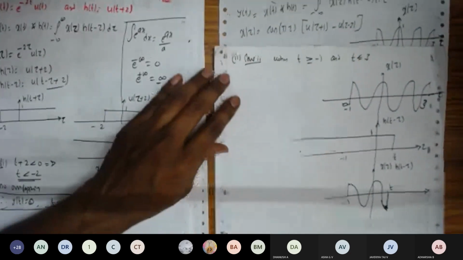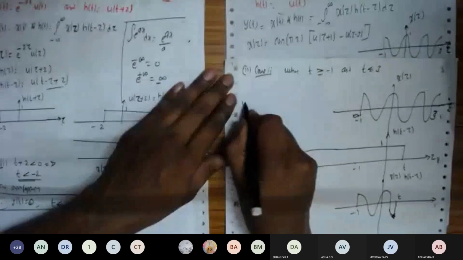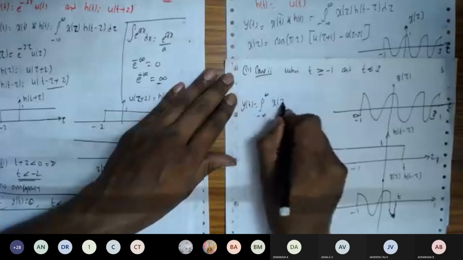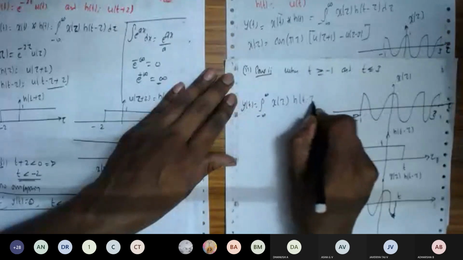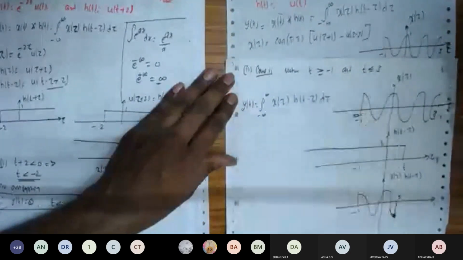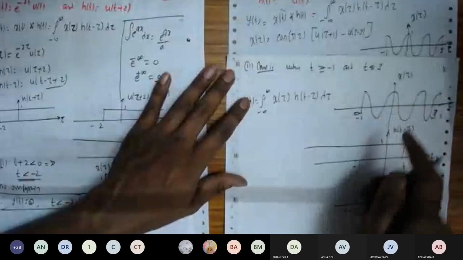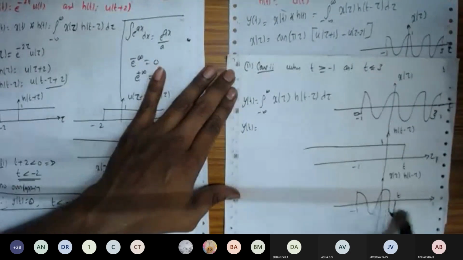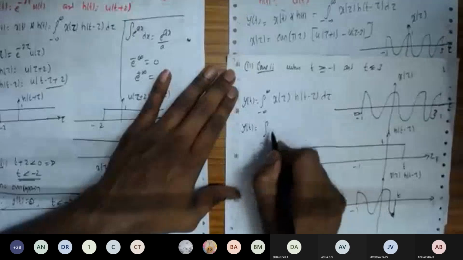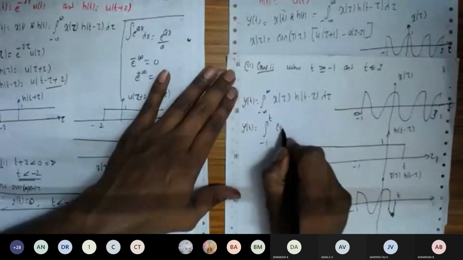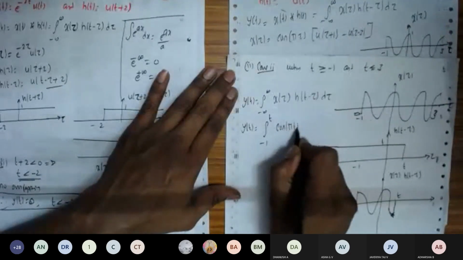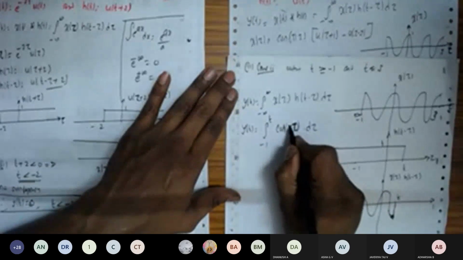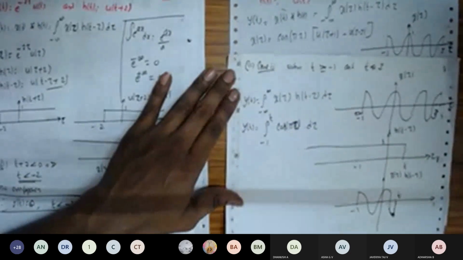Okay, so let us define the mathematical expression. So y of t, write the integral formula: x of tau into h of t minus tau into d tau. So this is cos pi t. So y of t is equal to, changing the limits, the integral from minus 1 to t. The product of this is nothing but cos pi tau into d tau.